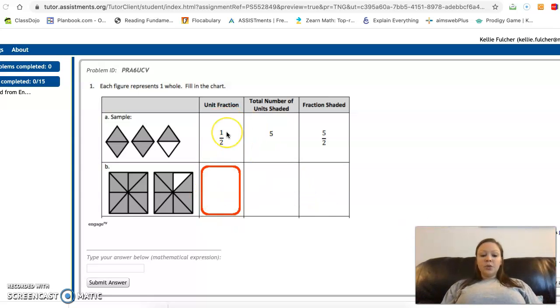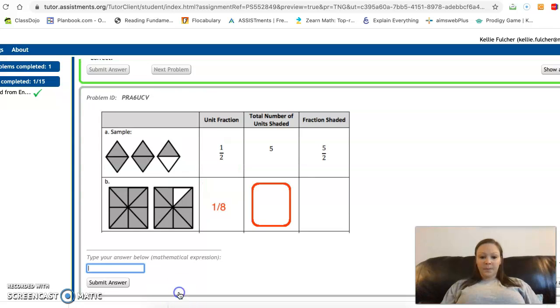So when it says unit fraction, it's talking about a 1 on the top and how many pieces are in a whole. So for the sample question, 1 on the top and there are 2 pieces in a whole. Okay, so for this one, we put 1 on the top, and there are 1, 2, 3, 4, 5, 6, 7, 8 pieces in the whole. So the unit fraction should be 1/8.